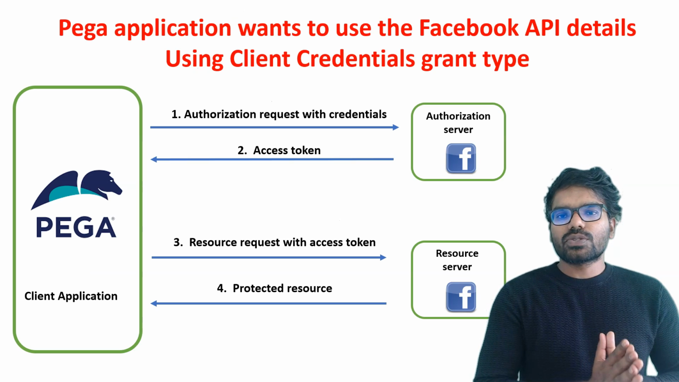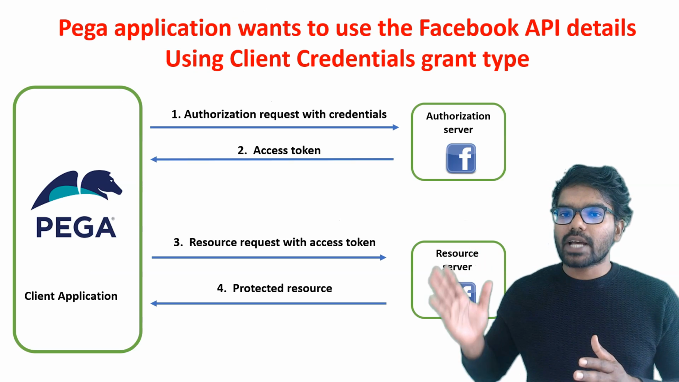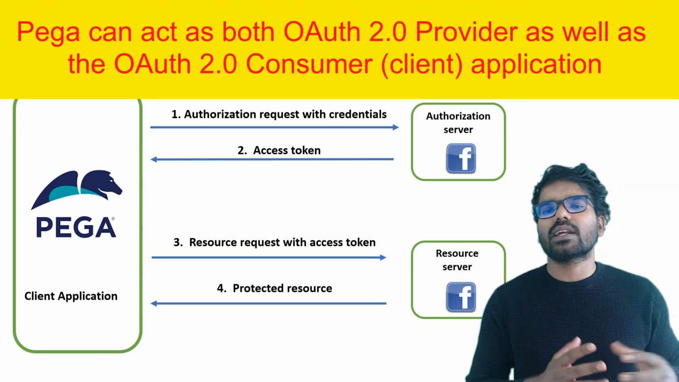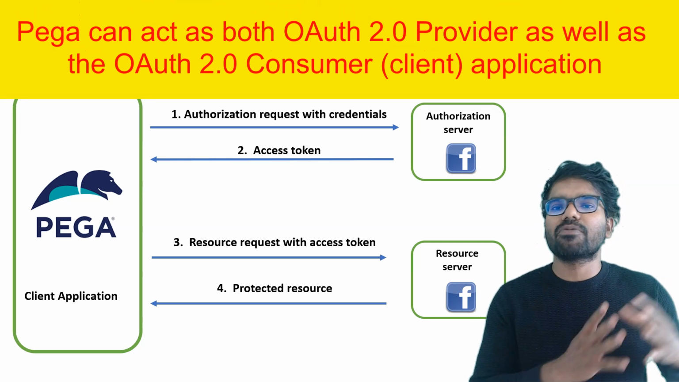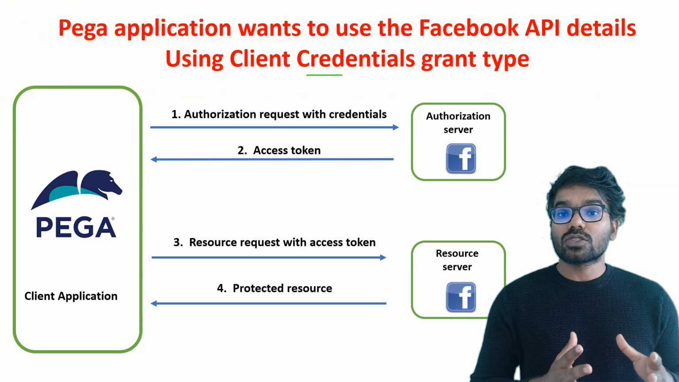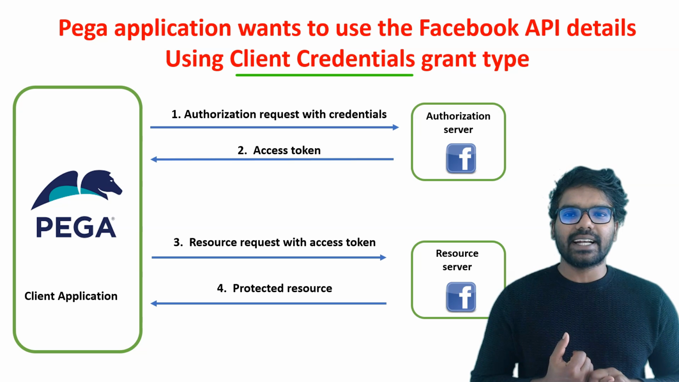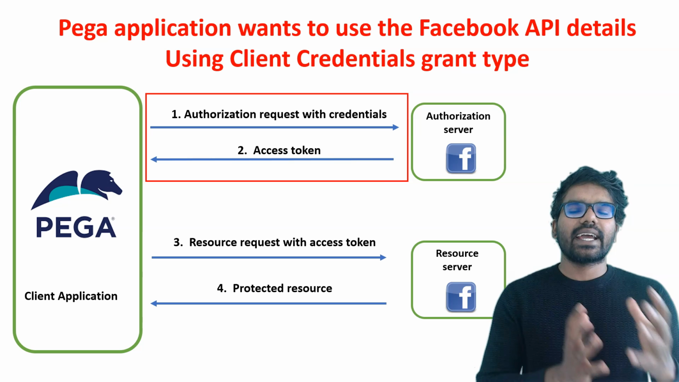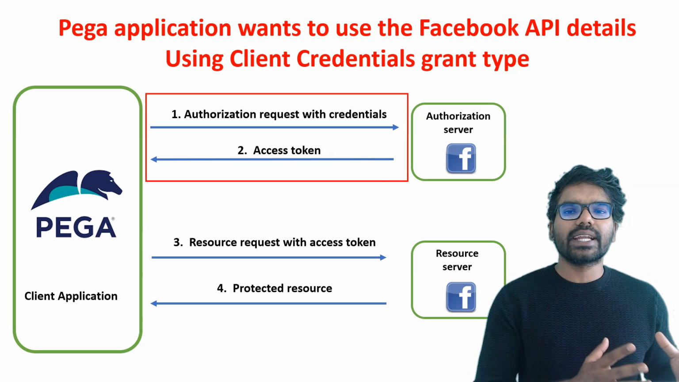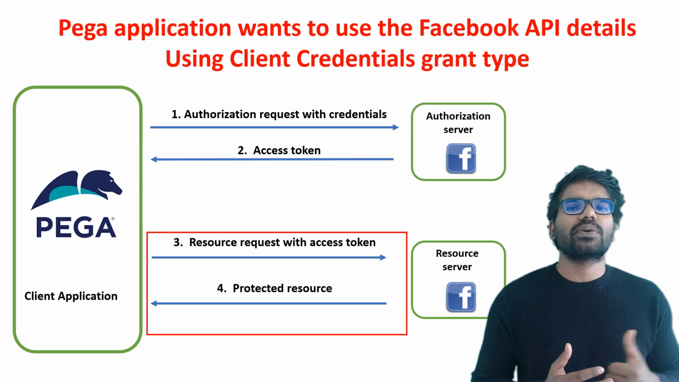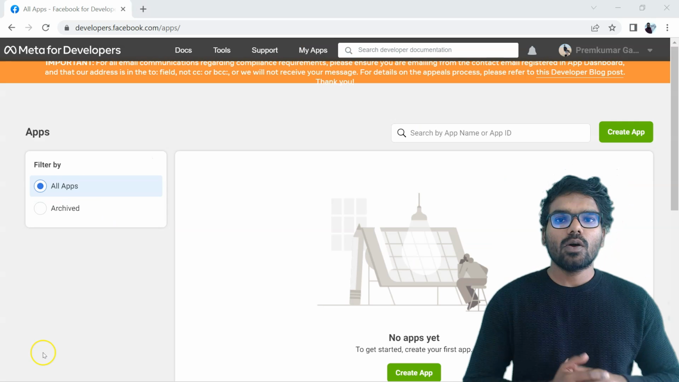Okay, now in this tutorial, I'm going to use Pega as the client application, and the authorization server or the resource owner is going to be Facebook. So I'm going to access my Facebook details. And also I'm going to use the client credentials grant type. So it's going to be a two-legged flow. On the first leg, I will send the client credentials and try to get the access token. And in the second leg, with the access token, I will try to access the resource. Let's get started.